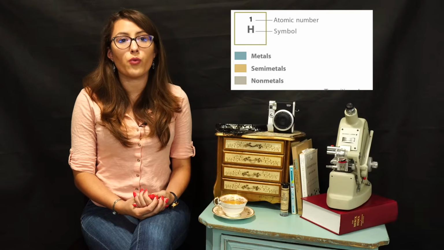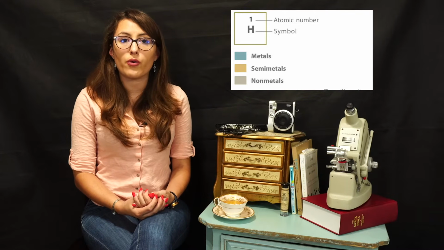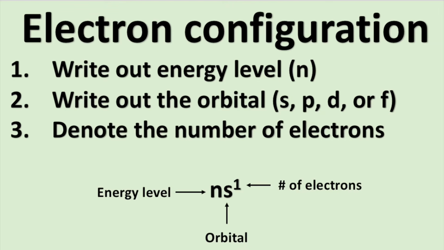It has an atomic number of 1. In order for this atom to be neutral, it must have an equal number of protons and electrons. So if hydrogen has 1 proton, it must also have 1 electron to be neutral. So now that we know how to determine the number of electrons in an atom, we can begin to represent elements by writing out the electron configuration.